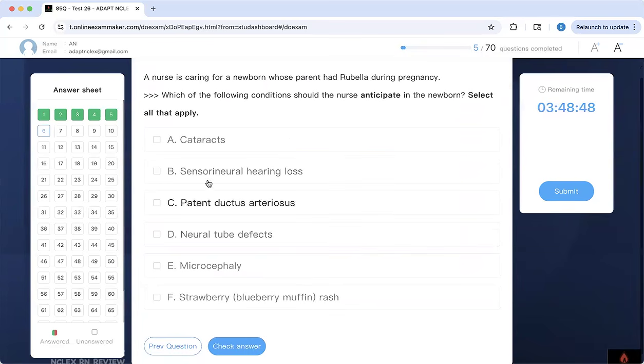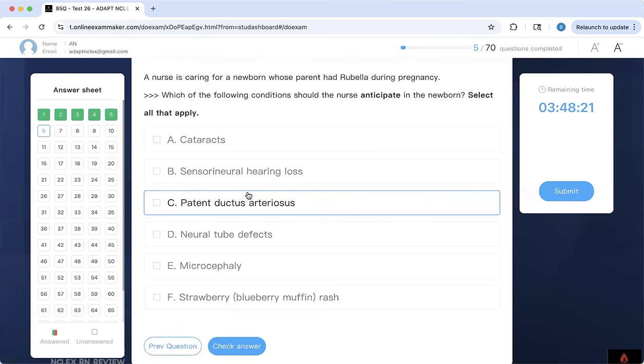Select or apply. Cataract, sensorineural hearing loss, patent ductus arteriosus, neural tube defect, microcephaly, strawberry blueberry muffin rash. This is why we don't want the parent to have rubella. But of course, mommy has rubella, baby has been delivered. What do you anticipate complication associated with this condition?